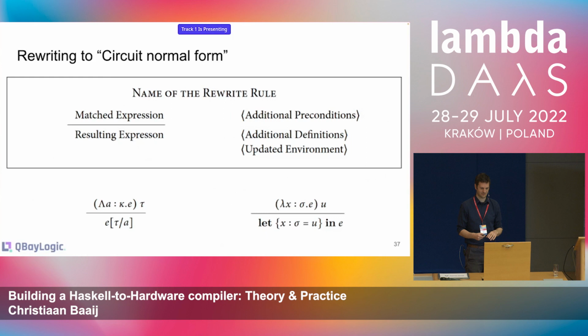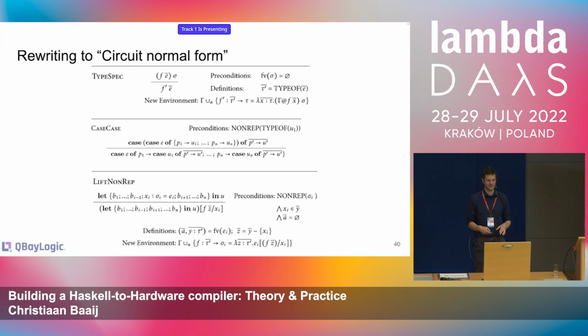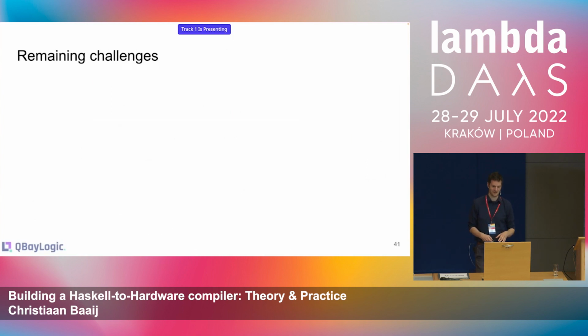So that's why we do what people in programming language theory call lazy beta reduction. So we turn it into a let expression. It's not necessarily smaller, but it helps us get rid of the lambdas. And there are a whole lot more rules. These are just a couple of examples.